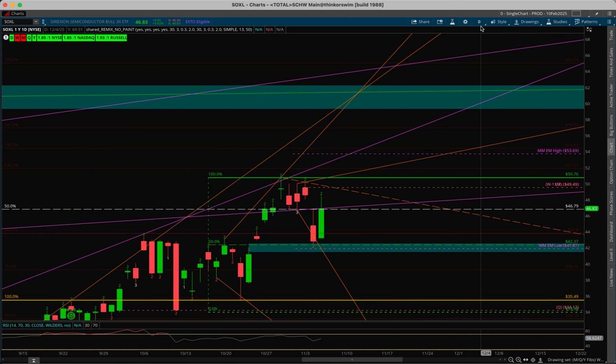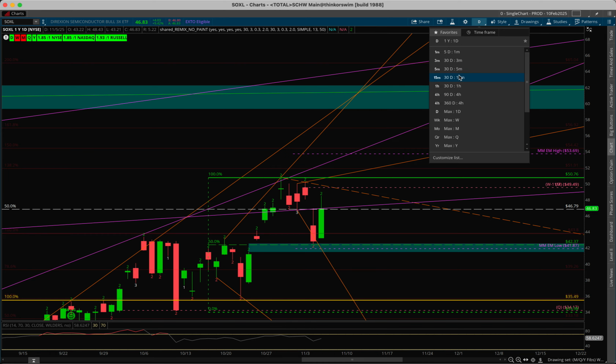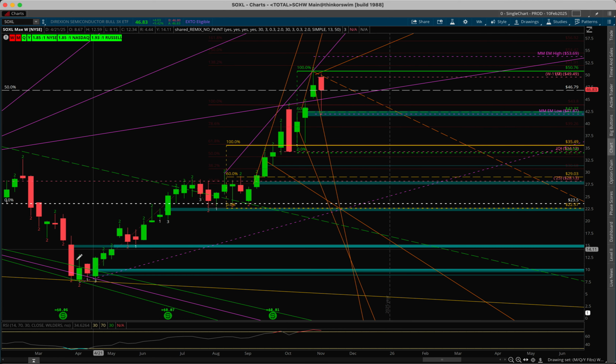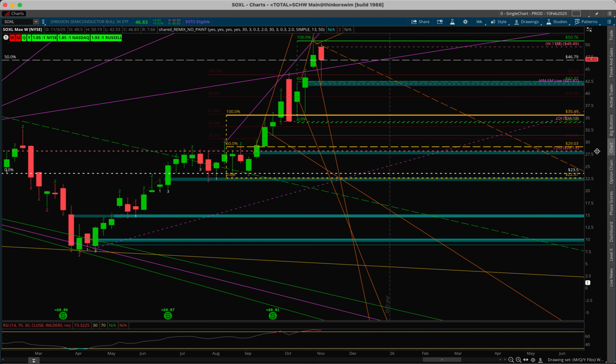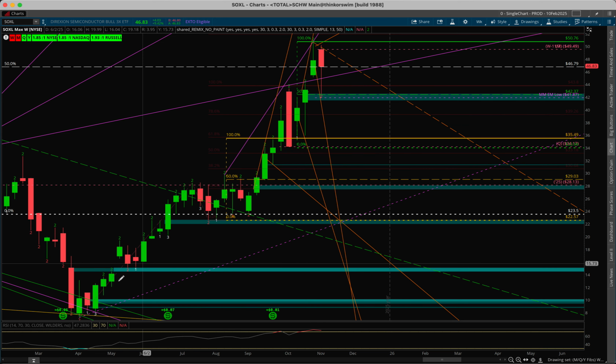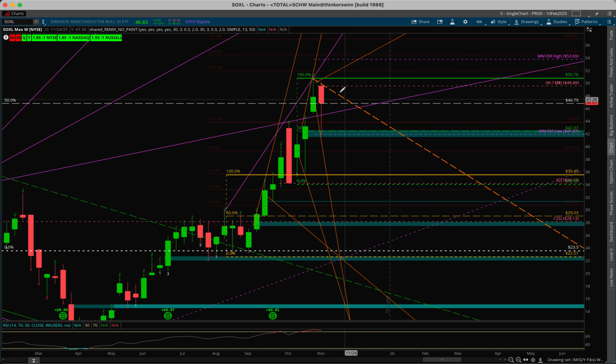I'll just pull it up for you so you can see. Here's the week. Let me make this bigger. Here is our flagpole, the April low to the July high. Here's our flag. Here's the push up. Here's the 100 fib extension, which we tested and kind of pushed through. But the 138.2 fib extension is this 51.91 up here. All right, so that's where we're getting those from.